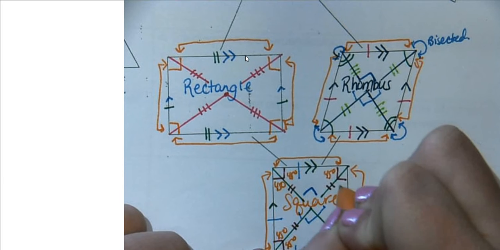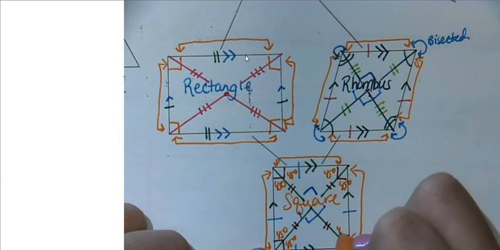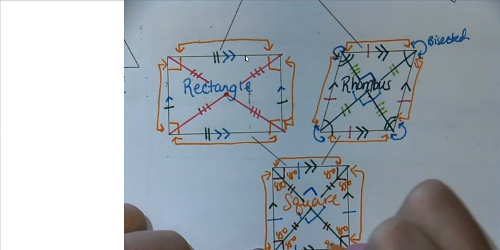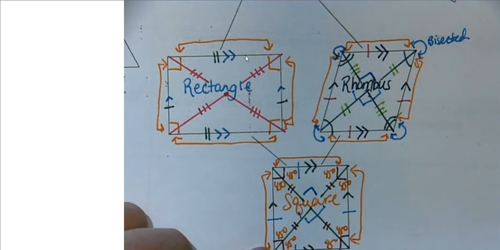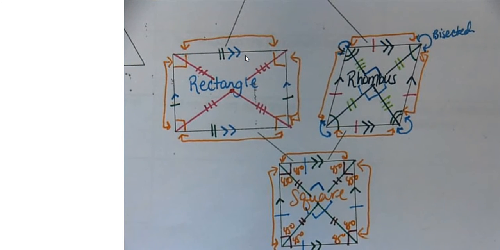So the triangles inside that are created by the diagonals are going to be 4 congruent triangles, but more specifically, 4 congruent isosceles triangles.